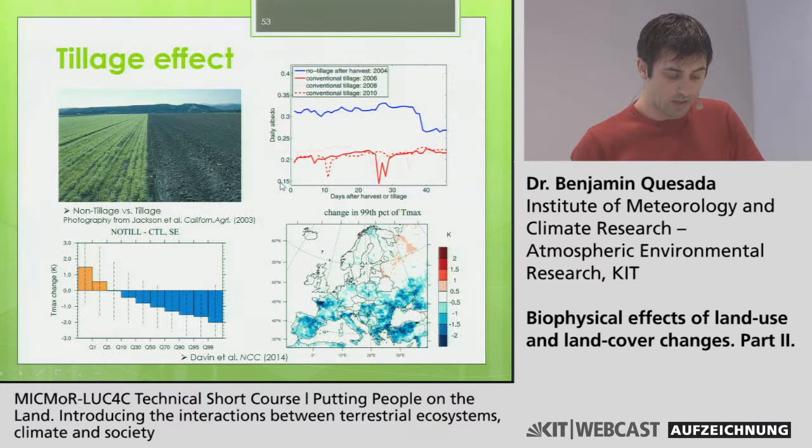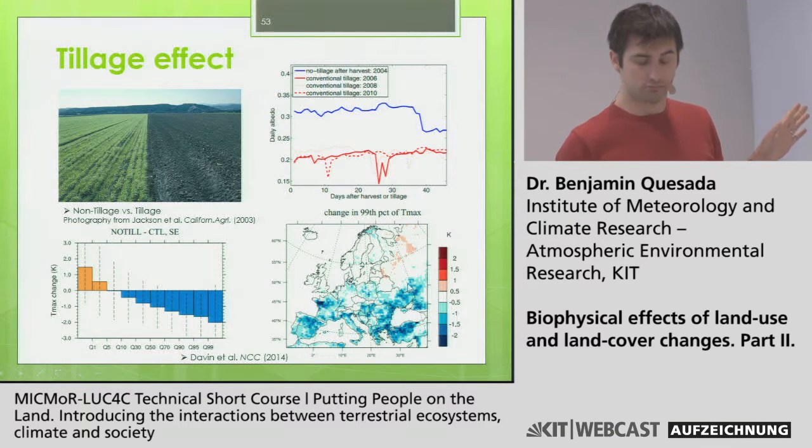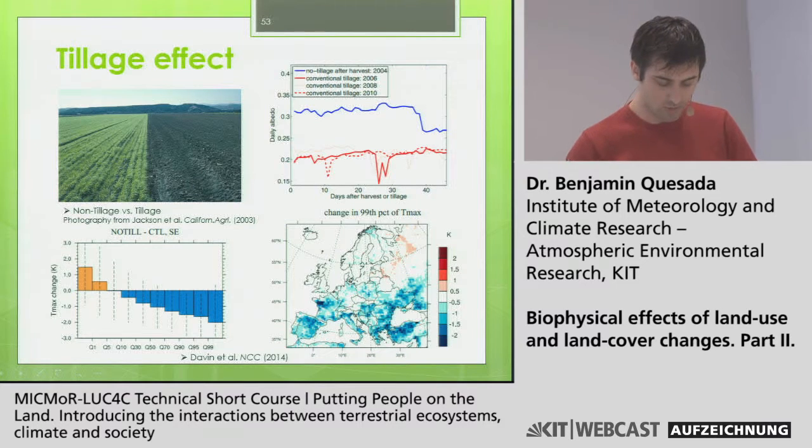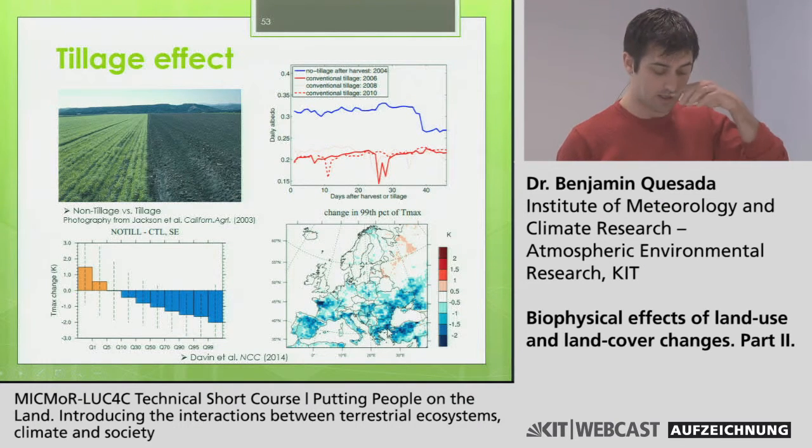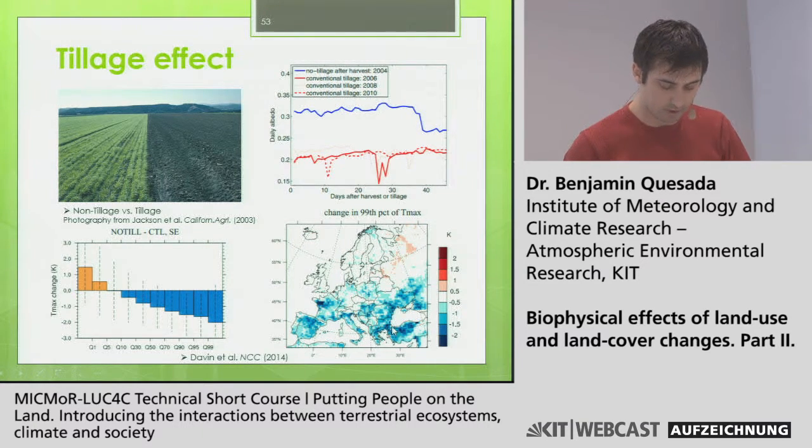So what is the impact on temperature due to tillage? Here it's the impact if you don't practice tillage in the whole of Europe, and you have a cooling effect due to the practice of no-tillage, especially for the highest percentile of Tmax. So it can really substantially inhibit heat wave development, for example, or hot extremes locally.